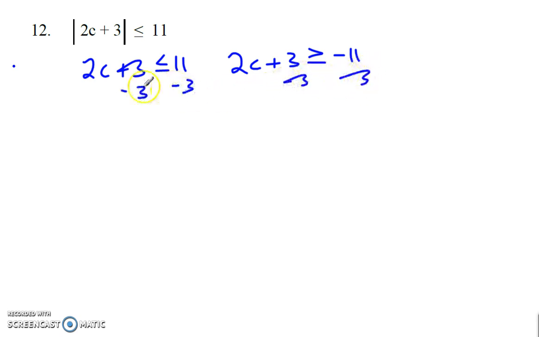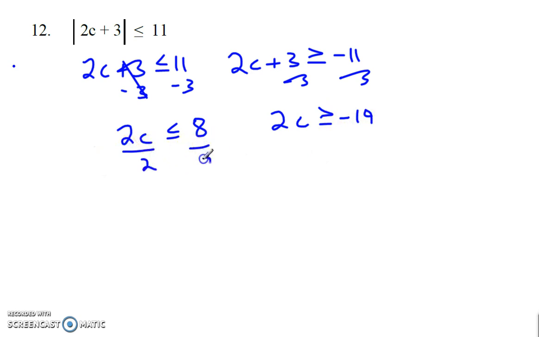Same thing here. This cancels out. 2c is less than or equal to 8. And over here we have 2c is greater than or equal to negative 14. Divide by 2, and we get c is less than or equal to 4. And over here, divide by 2, and we get c is greater than or equal to negative 7.